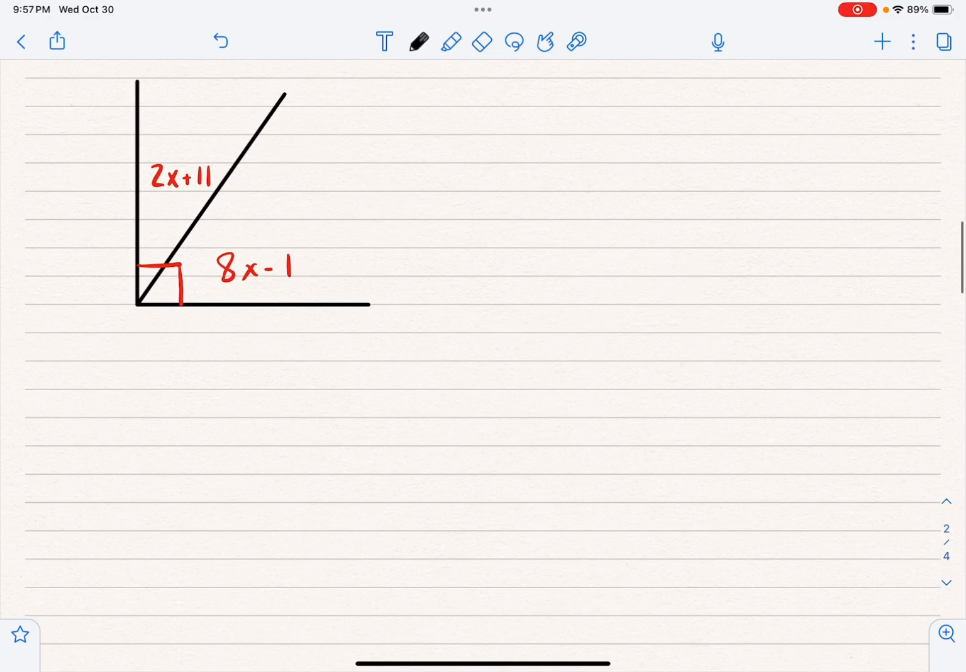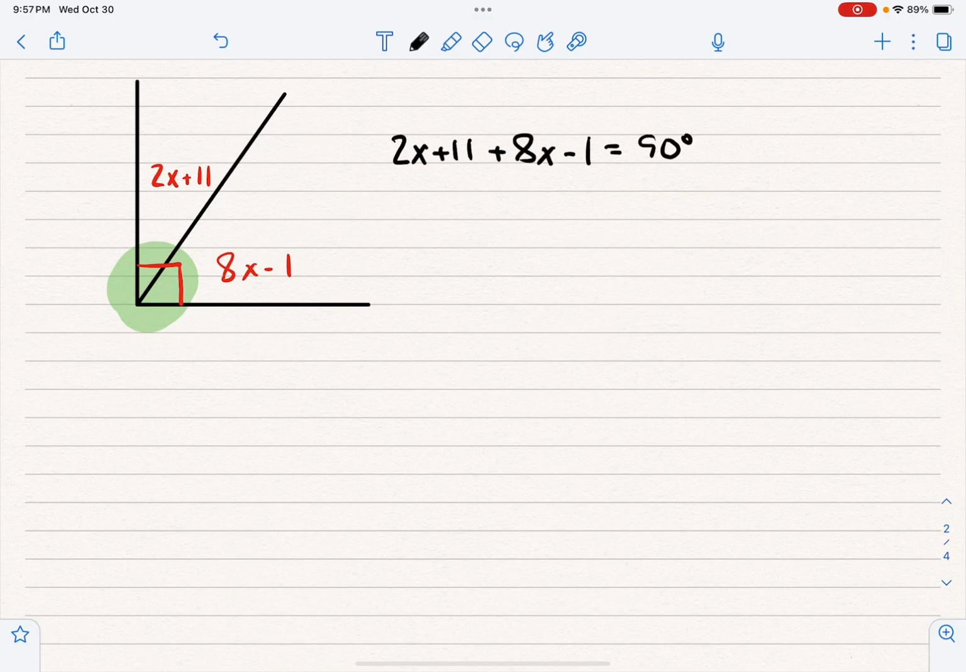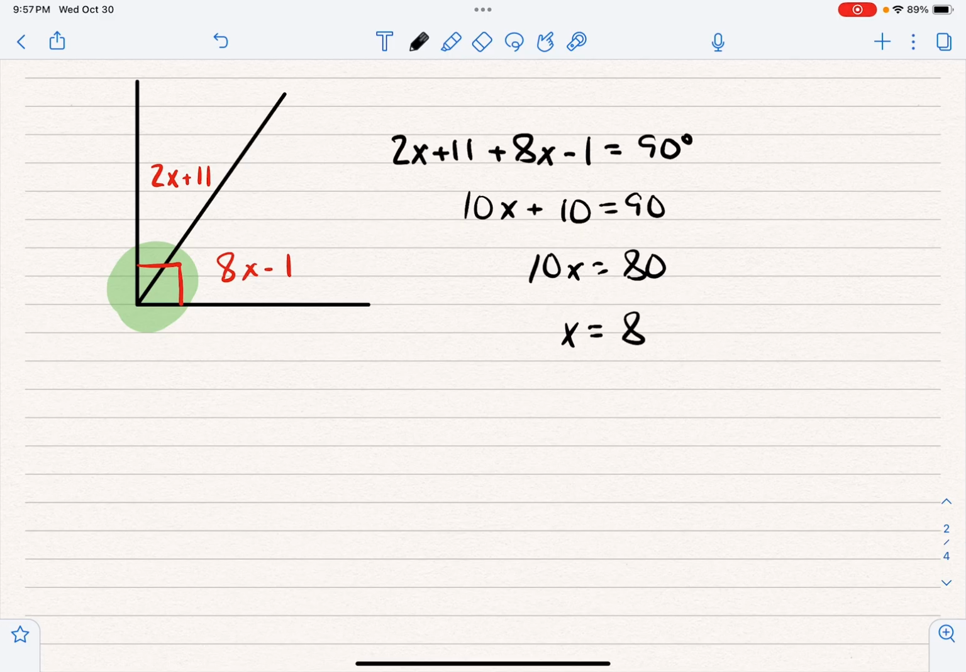The third problem. We have a set of complementary angles. We know they're complementary angles because we see that together they make up that right angle right there. So we know that 2x plus 11 plus 8x minus 1 together must equal 90 degrees. 2x and 8x is 10x. 11 minus 1 is positive 10 equals 90. We can subtract the 10 from both sides, and we get 10x is equal to 80. So therefore, x is equal to 8 when we divide both sides by 10.